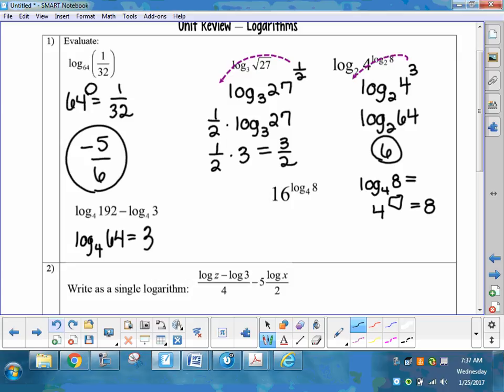Peter? How'd you get that? There you go. Take the square root of 4, which means raise it to the 1/2 power, and then cube it. So this goes to 3/2. So we need to take 16 to the 3/2 power.